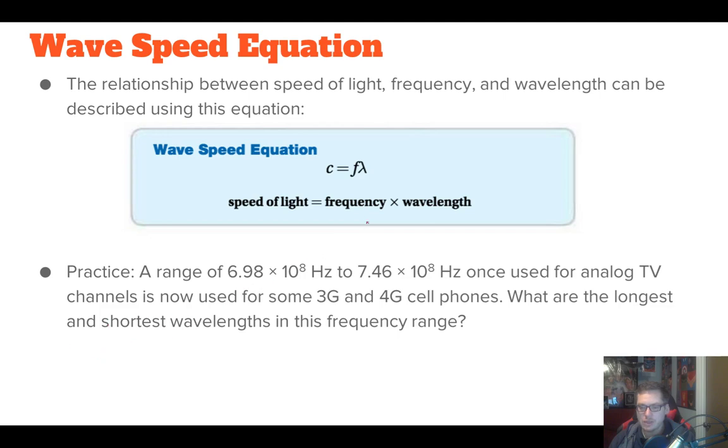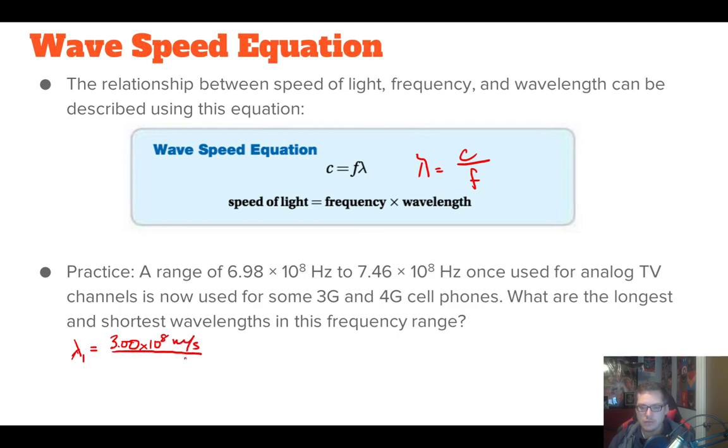So we're going to have to do this equation twice. We need to solve for the wavelength. So the wavelength would be equal to the speed of light divided by the frequency. All right, so we're going to do it twice, once with each of these frequencies. So wavelength 1 is equal to our c value, which is 3.00 times 10 to the 8th meters per second.